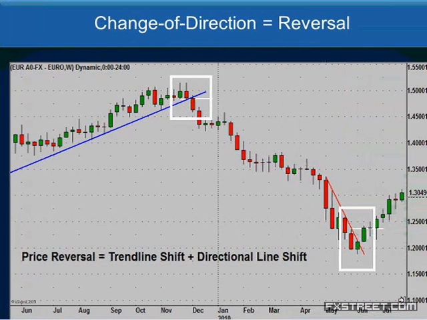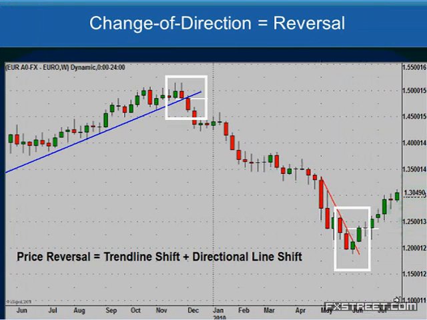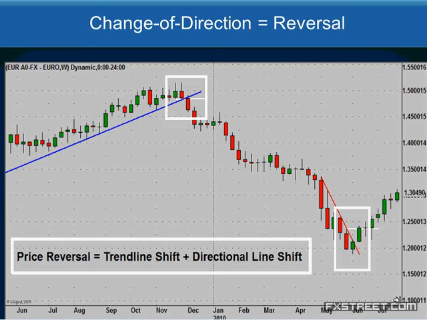So that change of direction is very important to us. Change of direction equates to a reversal. So you go look at the chart on the left bottom there. There's that definition again. I think that's what you were looking for, FX Learner, right? Price reversal equals trend line shift plus directional line shift. I just showed you what the directional line was.